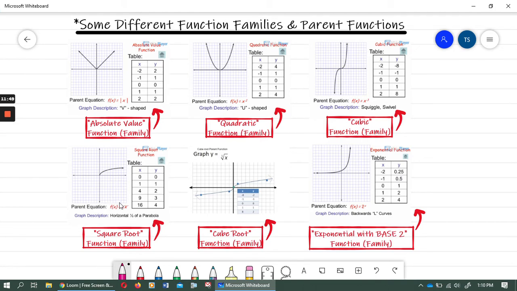All right, anyway, for the square root function family, they've shown here the parent function, which is f of x or y equals the square root of x.